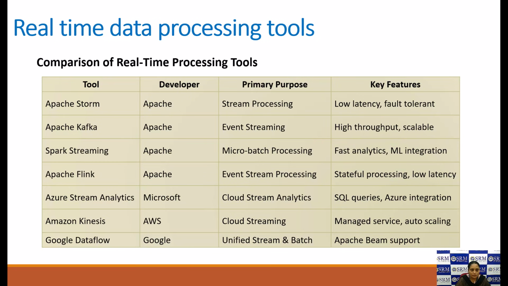The fifth one is provided by Microsoft, which is Azure Stream Analytics. The primary use is cloud streaming, and the key features are SQL queries and Azure integration. The sixth one is also cloud streaming because it is provided by Amazon AWS services. It provides the key features of a managed service and auto scaling. The last is Google Dataflow, provided by Google. It provides unified stream and batch processing, and the key feature is Apache Beam support.